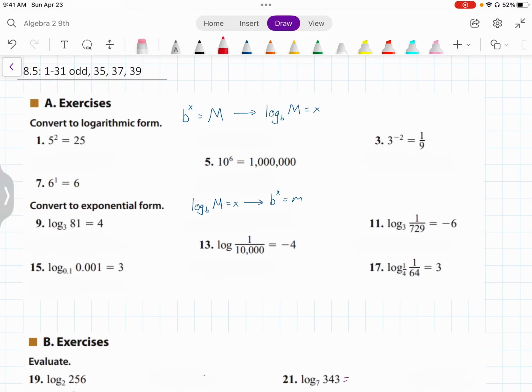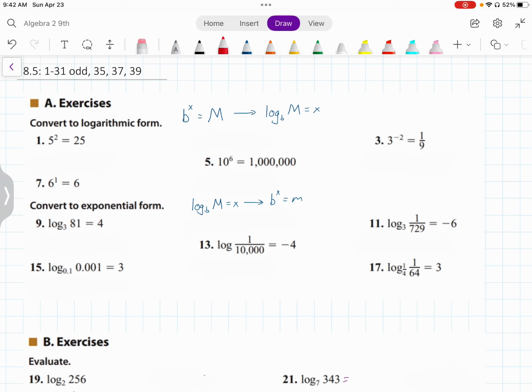We're going to work through our lesson 8.5 questions. I erased all the even questions, so I'm just going to try to fit all of our answers right on the paper. I did write some things on here to help us out. If you need to write those on your paper, that would be just fine.